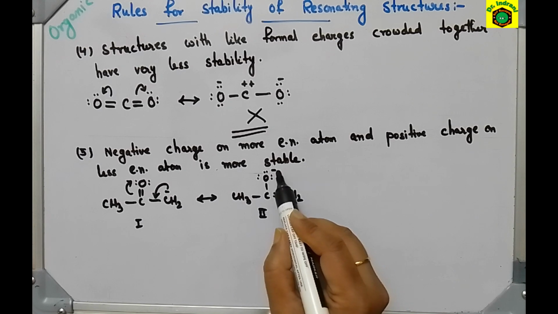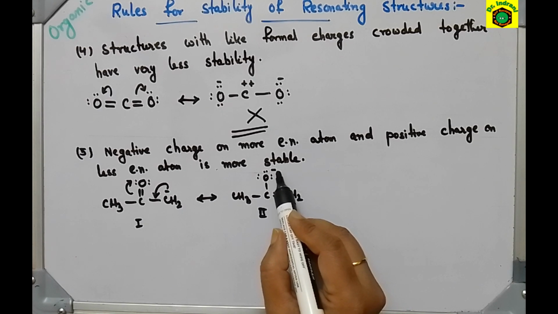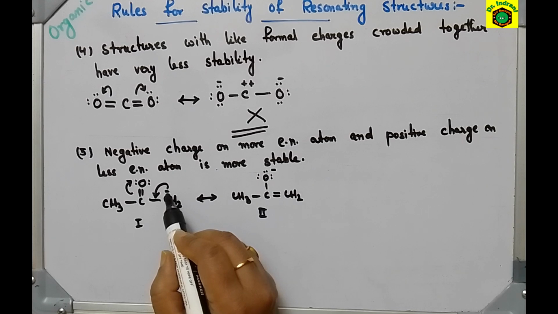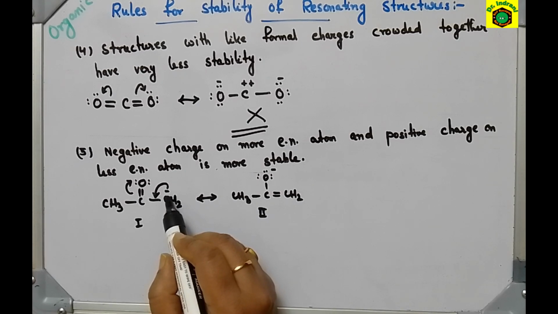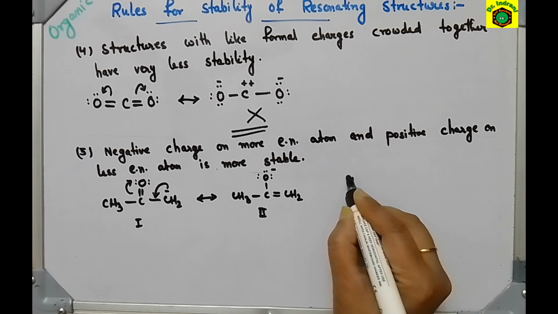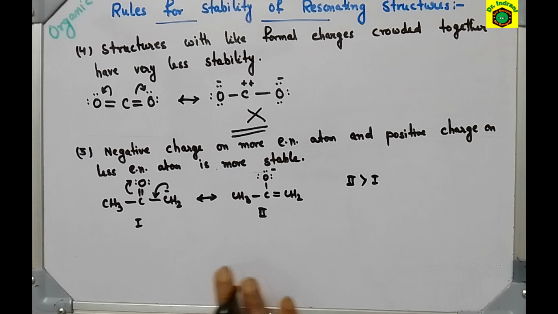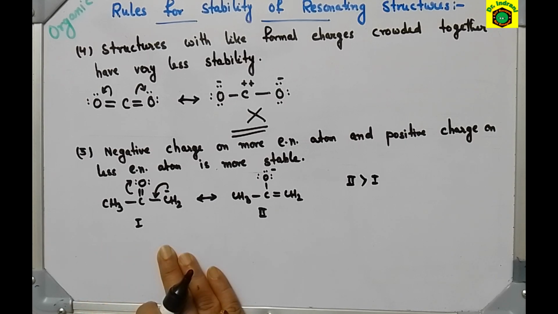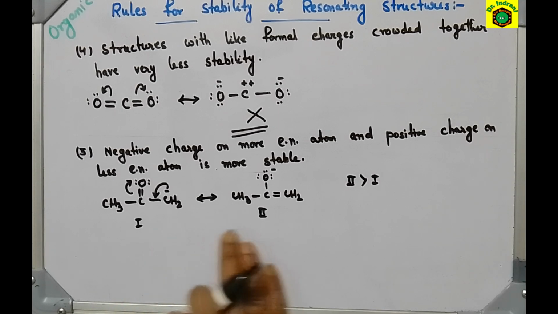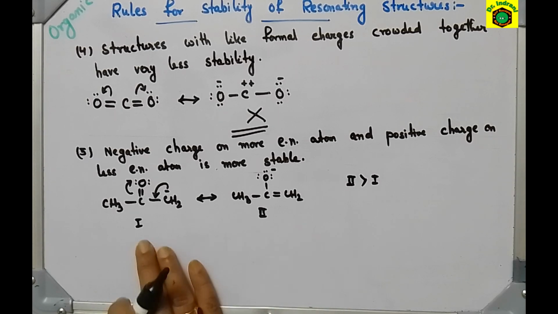So on oxygen atom, negative charge is more stable, but on carbon atom, negative charge is not that much stable. So between 1 and 2, which one is stable? 2 is more stable than 1. Once again I am telling, negative charge on more electronegative atom is more stable. Positive charge on less electronegative atom is more stable, but here negative charge is there on less electronegative carbon atom. So this is not that much stable. So if you compare the stability between these two, this is more stable than this.